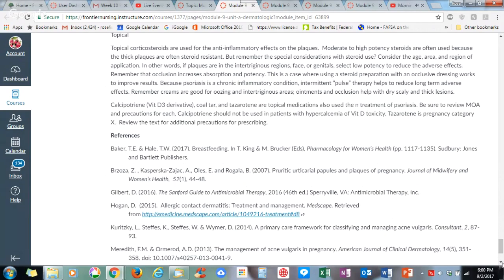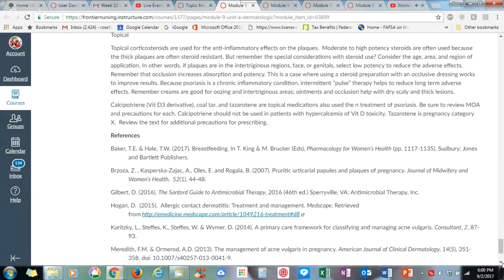Because psoriasis is a chronic inflammatory condition, intermittent pulse therapy helps to reduce long-term adverse effects. Remember, creams are good for oozing and intertriginous areas. Ointments and occlusion help with dry, scaly, and thick lesions.